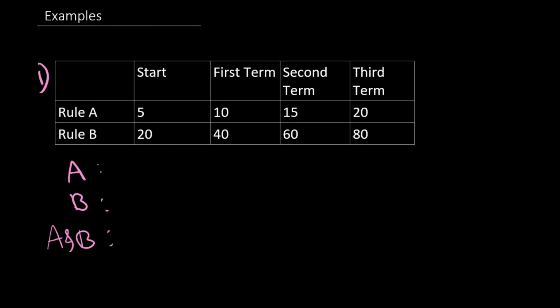So, rule A. It says 5, 10, 15, 20. And right when I look at it, I can say one thing. 5 plus 5 is 10. 10 plus 5 is 15. 15 plus 5 is 20. So there's this other way that people do it, but this is wrong. 5 times 2 and then 5 times 3. That is wrong, okay?